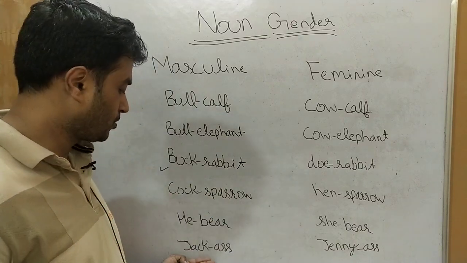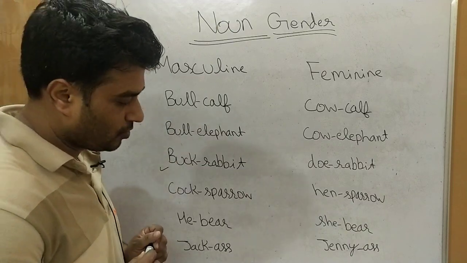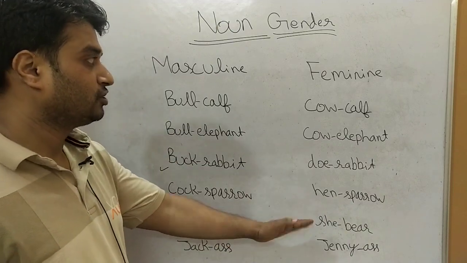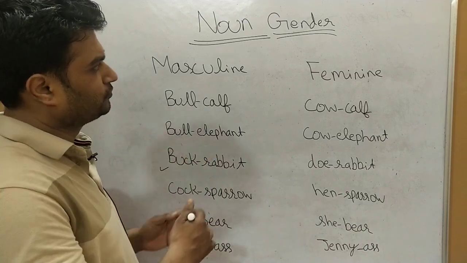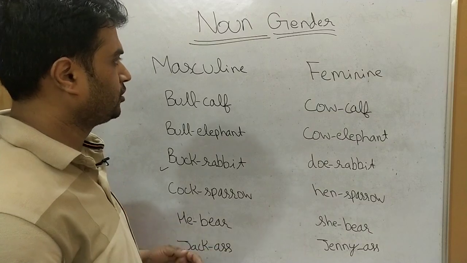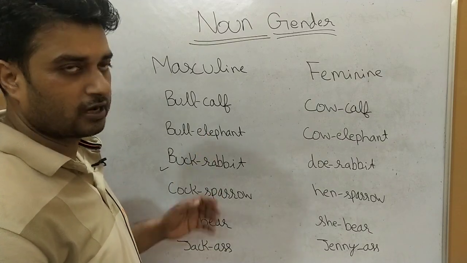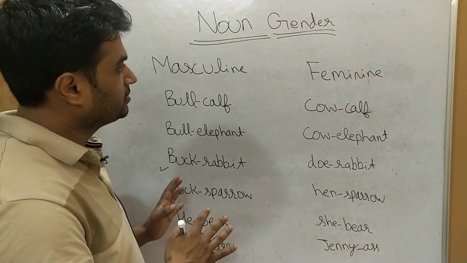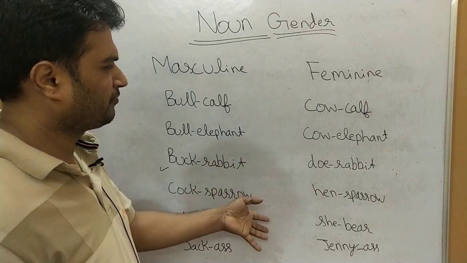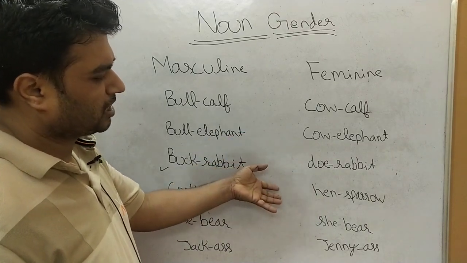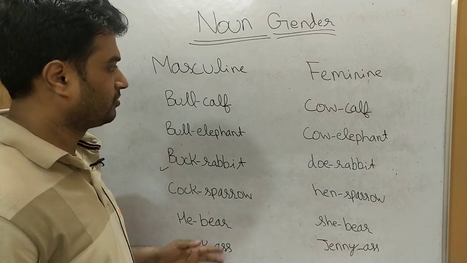I mean, when we talk about the male ass, we have to say jackass, and when we talk about the female ass, we have to say Jenny ass. Now there are a couple of more words which we will cover in the next video. So for today, I think it is enough. So memorize it, because it is very important for your competitive exams. These are only a couple of words which are usually asked again and again in your competitive exams.